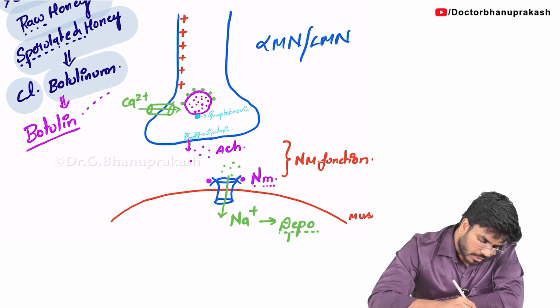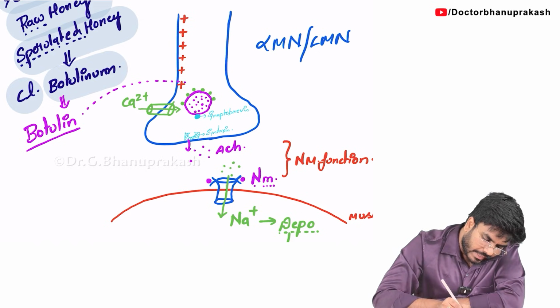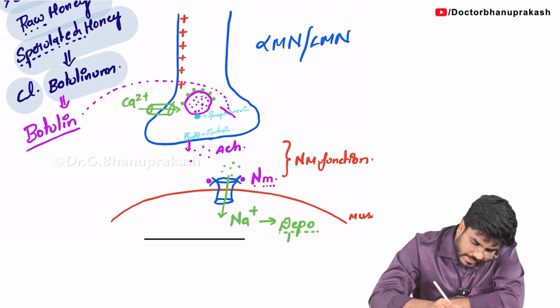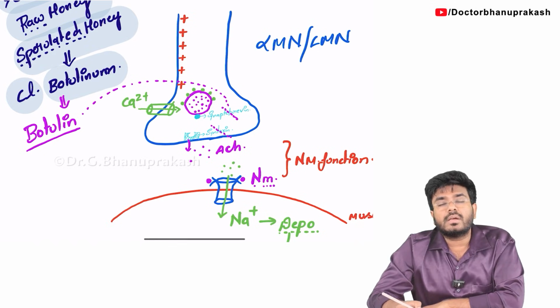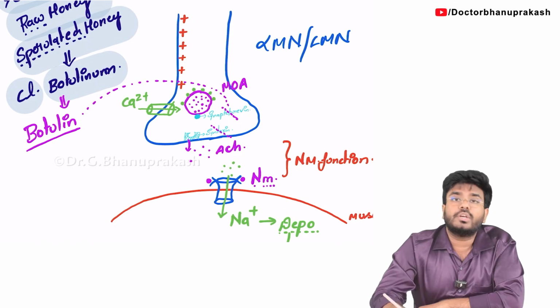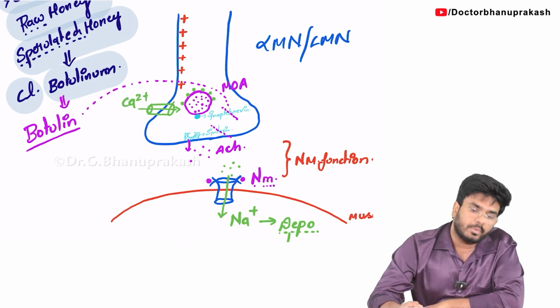Now this botulin toxin, do you know where it will go? The botulin toxin will enter into your neurons. And it will destroy synaptobrevin and syntaxin. Synaptobrevin and syntaxin are getting affected. Now you tell me, what is the mechanism of action of botulin toxin? The mechanism of action of the botulin toxin is to destroy the SNARE proteins like synaptobrevin and syntaxin.